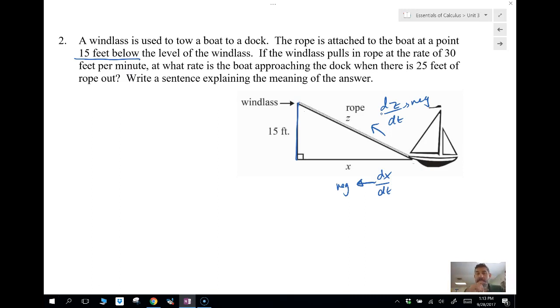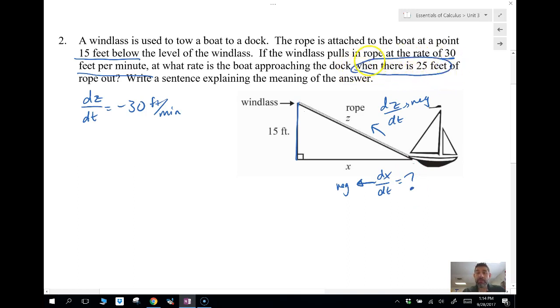So let's put this together. What formula puts together the sides of a right triangle? Hold on, let's label things. If the windlass pulls the rope at a rate of 30 feet per minute, so that's dz/dt, dz/dt is negative 30 feet per minute. At what rate is the boat approaching the dock? So this is what we're looking for, dx/dt.